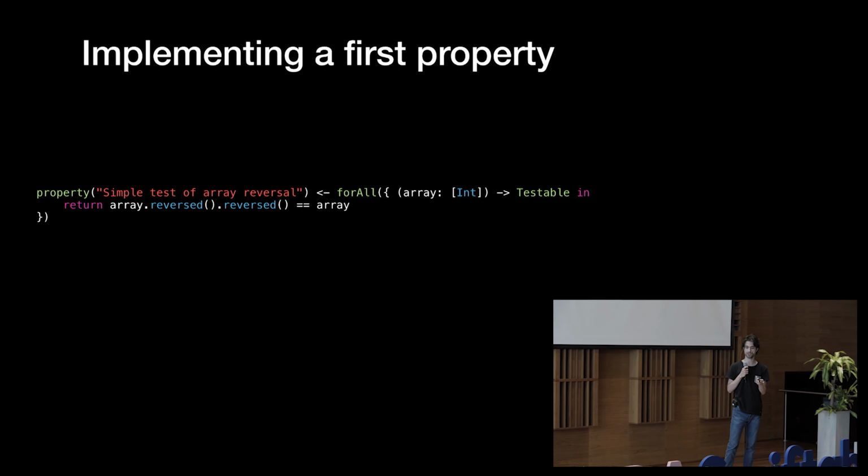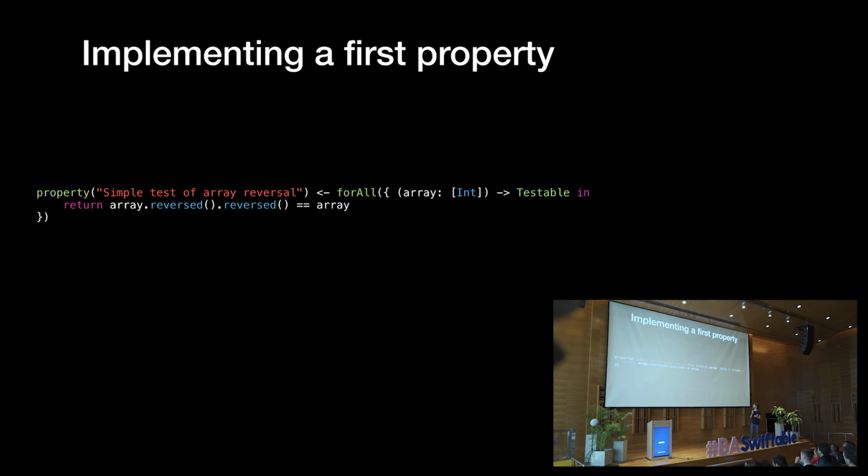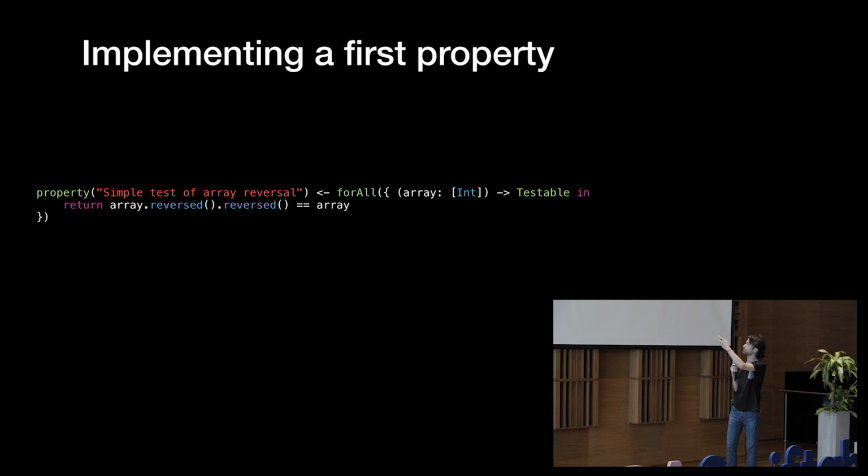So this is how it works when you implement a property using SwiftCheck. You can see that there is a function called property. We give the name of our test, of our property. So here is a simple test of reversing an array. And then you can see there is a DSL-like syntax. We say, okay, for all arrays, I want to test the property that if I reverse my array twice, I get back the same array. And the framework is going to run this property by feeding it random arrays. And if there were to be a bug, we hope that one of these random values is going to make the program fail.